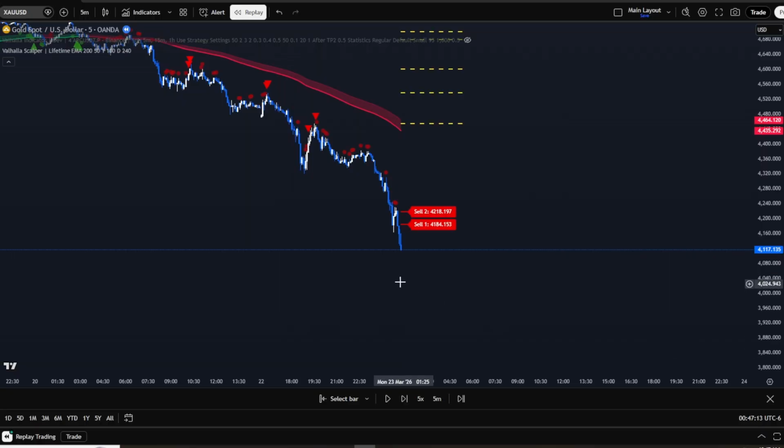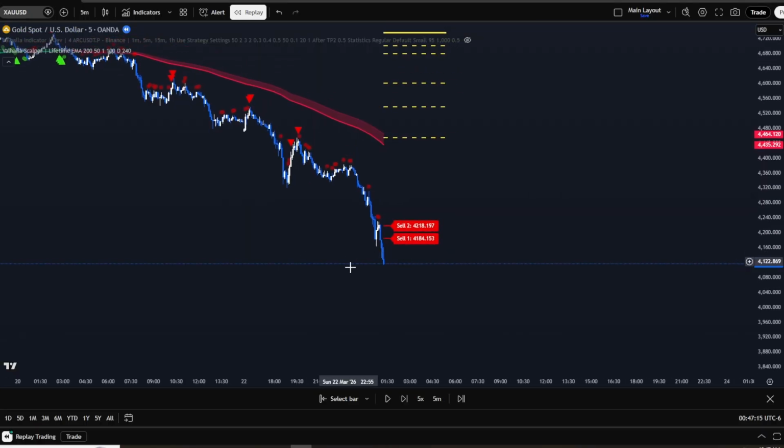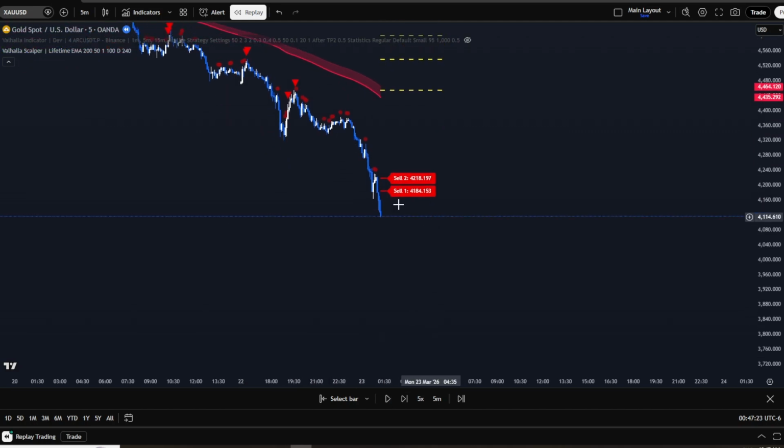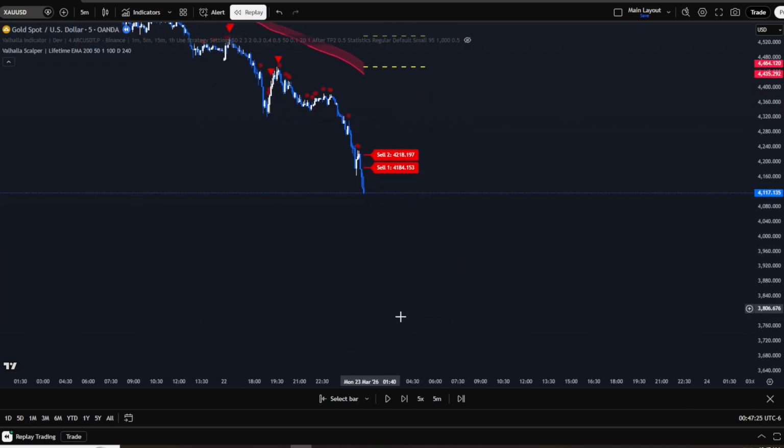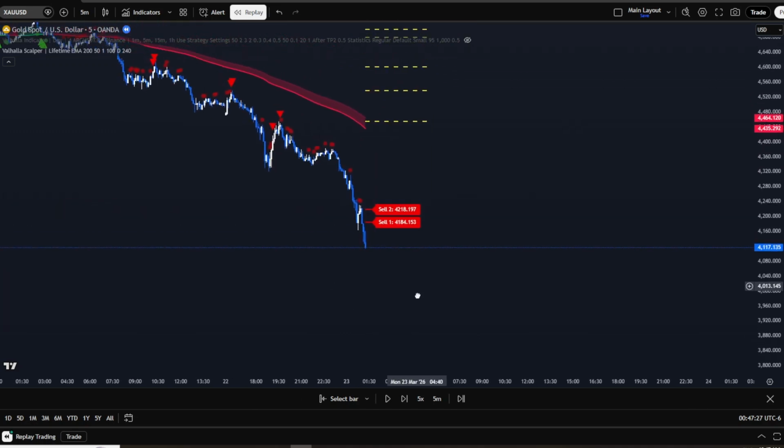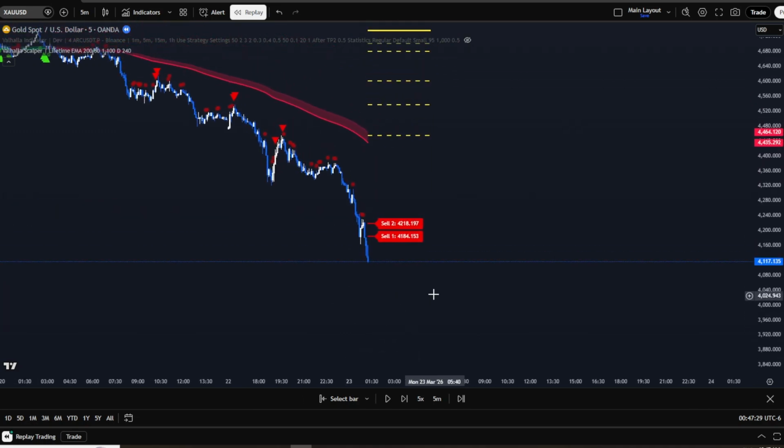Now here's one of the most important tips I can give you: knowing when not to take a trade. Look at this example. The trend is bearish. Sell signals are firing. Everything looks normal. But notice something missing. There's no liquidity target below the price, no TP label, no lower liquidity level to aim for. What does this tell you?